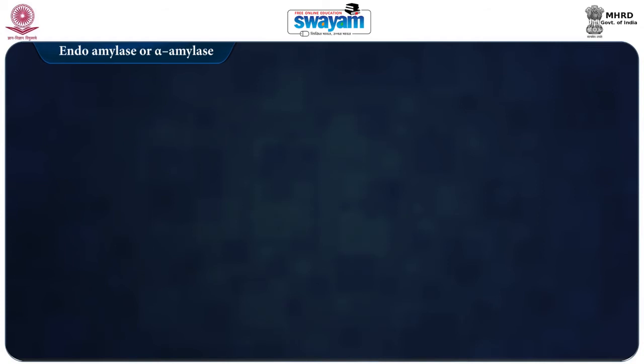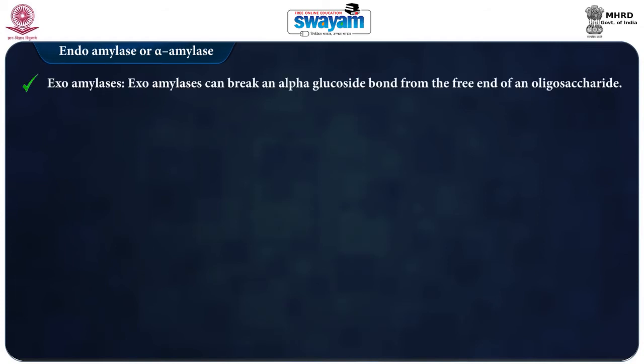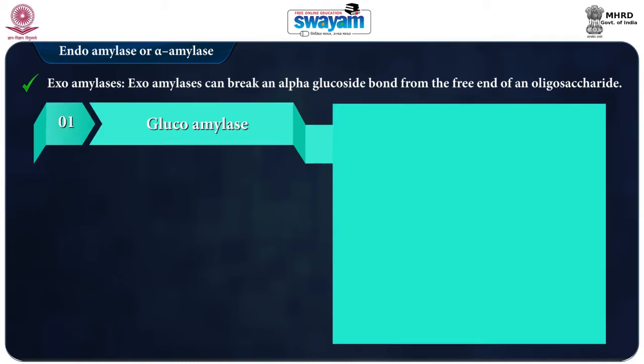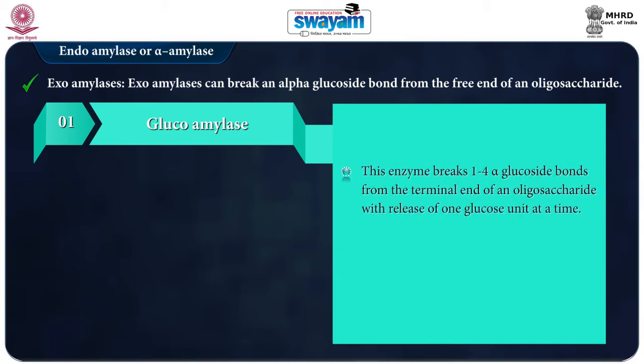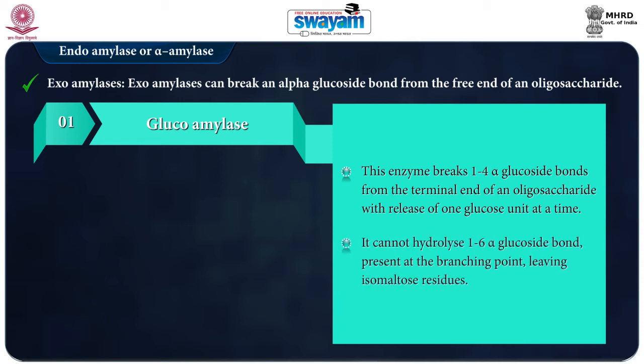The second category of amylases is exoamylases. Exoamylases can break an alpha glucoside bond from the free end of an oligosaccharide. There are 3 types of exoamylases which differ in their mode of action. The first one is glucoamylase, also called 1,4-alpha glucosidase. This enzyme breaks the 1,4-alpha glucoside bond from the terminal end of an oligosaccharide with release of 1 glucose unit at a time. It cannot hydrolyze the 1,6-alpha glucoside bond present at the branching point, and therefore it leaves an isomaltose residue after the hydrolysis.